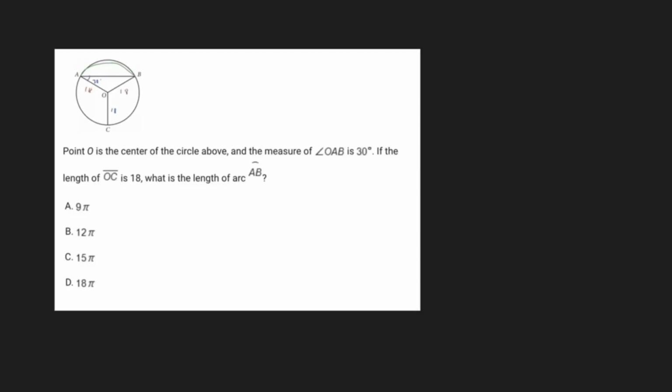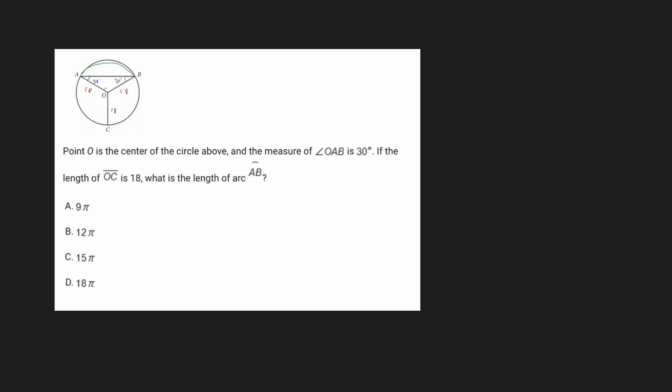Now here's what's interesting, right? Because these two side lengths are equal, we know the angles opposite to them are also going to be the same, right? And so if this 30 degree angle is opposite of 18, we know that this angle right here is also going to be 30 degrees. And it's kind of funny because now we have an isosceles triangle, right?